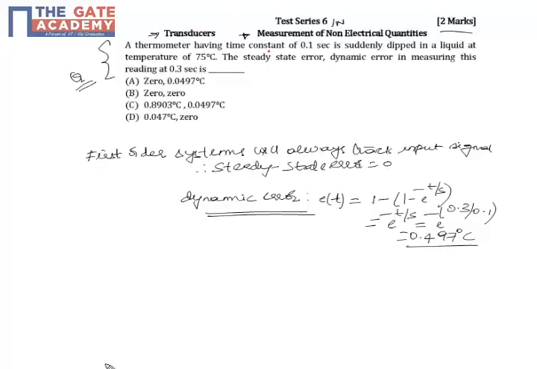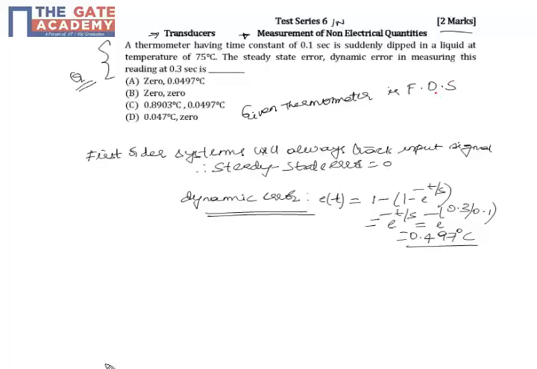So a thermometer having a time constant of 0.1 second is suddenly dipped in a liquid at temperature of 75 degrees centigrade. So the steady state error and the dynamic error in measuring this reading at 0.3 second is. So we know that a thermometer is a first order system.